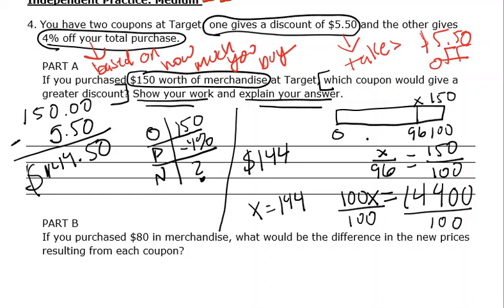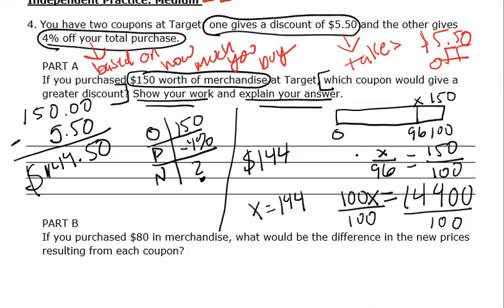The greater discount comes from the 4% coupon because I'm saving 50 cents, really. It's not a big difference, but when I take 4% off of 150, that's just 50 cents more of a discount than when I take $5.50 off of 150.